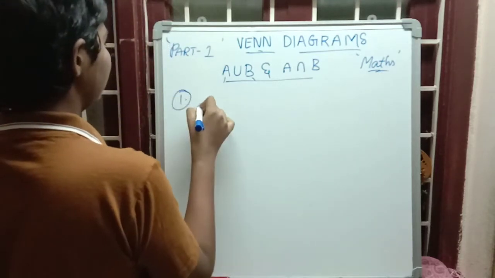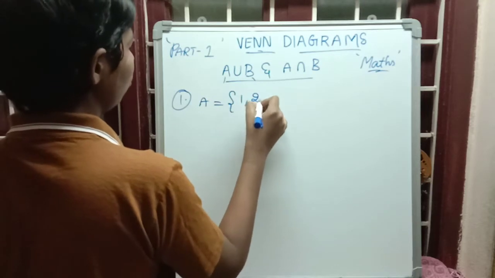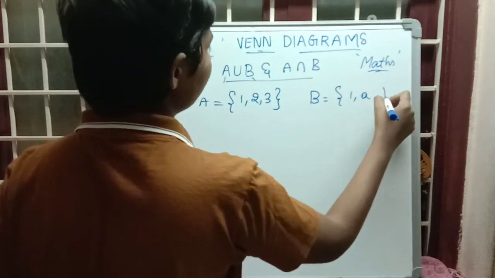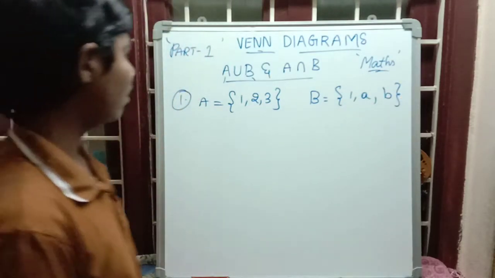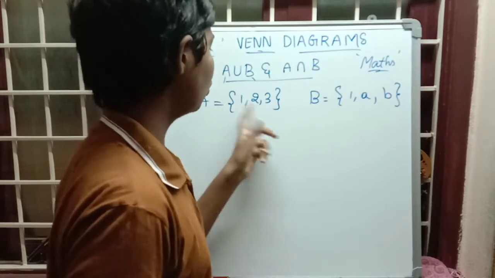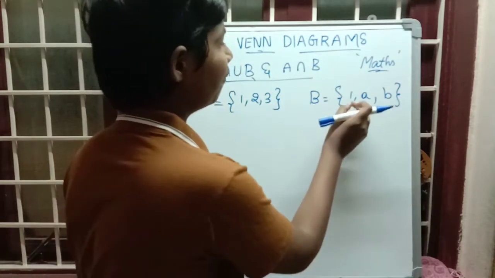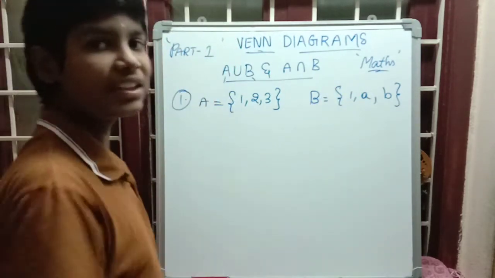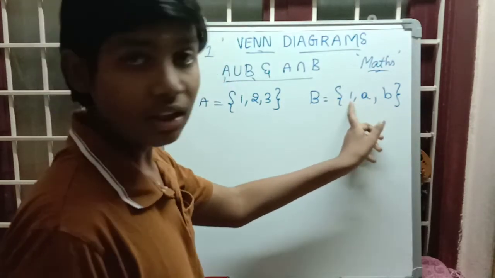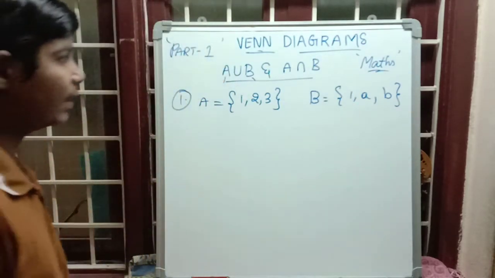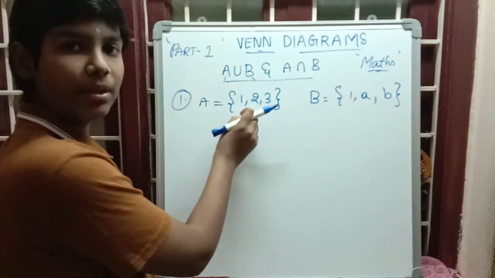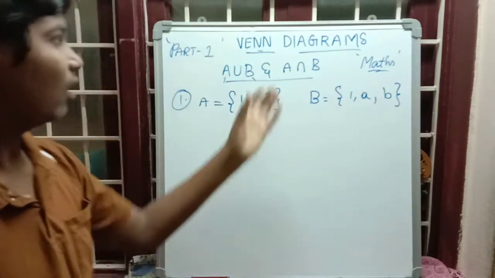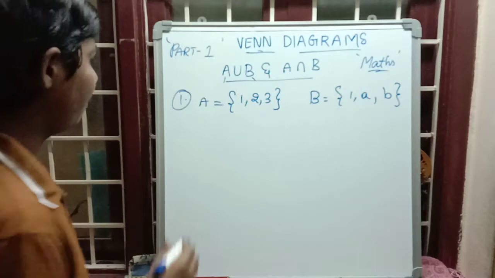Let us take an example. A is equal to 1, 2, 3. Set B is equal to 1, a, b. Set A contains the elements 1, 2, 3. Set B contains the elements 1, a, b. Set B is an alphanumeric set, since alphabets and a number are there. Set A is only numeric: 1, 2, 3. First we will do it by the roster form. Next we will learn how to draw it in Venn diagram style.